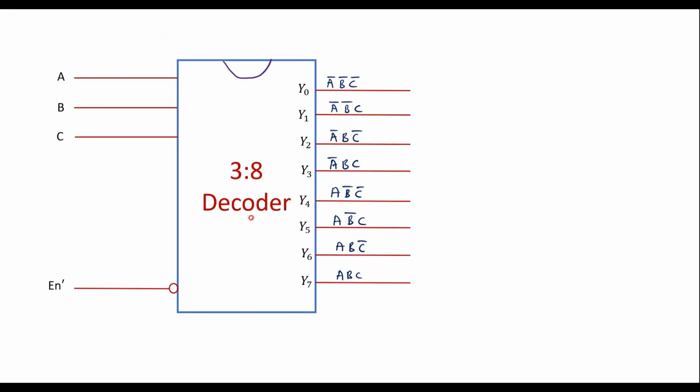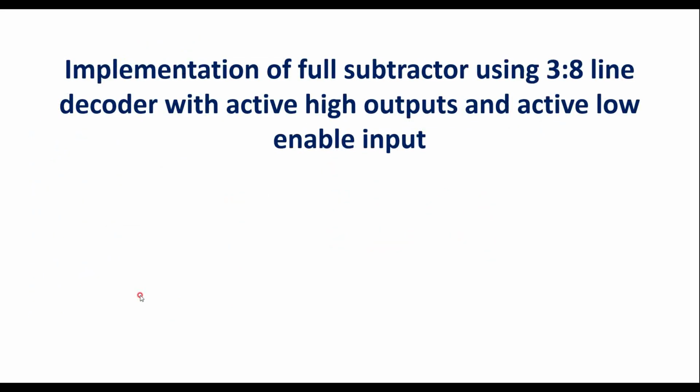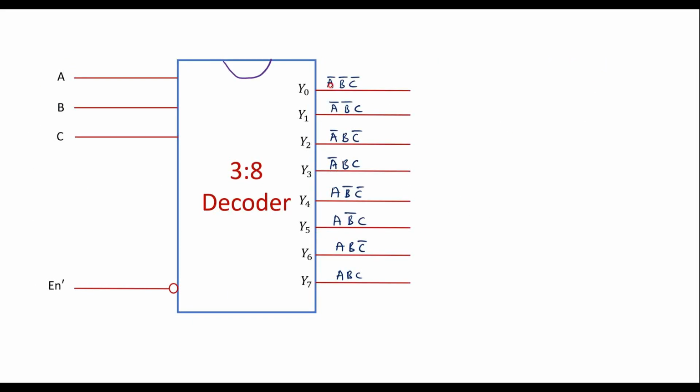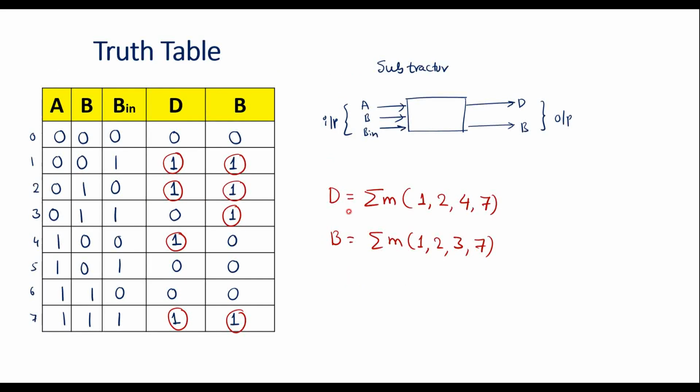So this is the 3:8 decoder which has active high outputs and an active low enable input. That is what is said in the problem. All the outputs are active high and it is an active low enable input, because there is a bubble. These three are inputs. On each line I have written the corresponding values for understanding purposes. So difference is nothing but 1, 2, 4, 7.